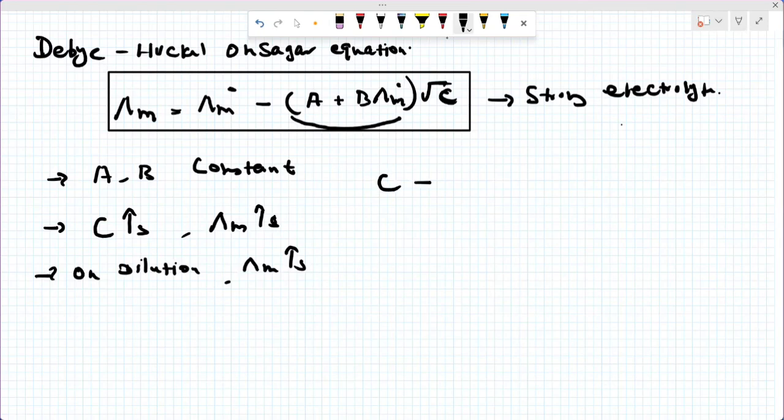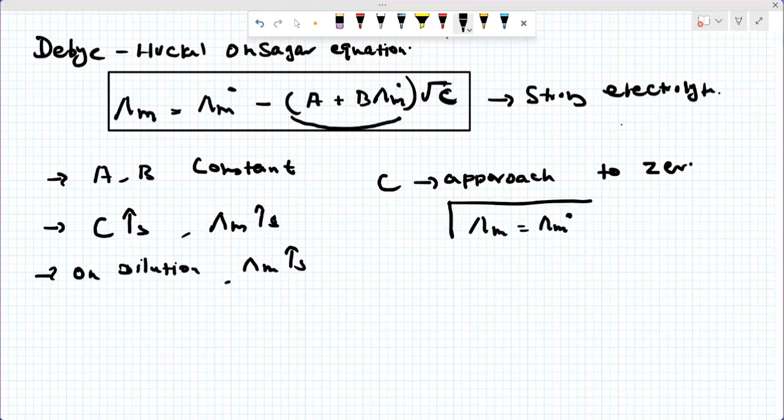When C approaches zero, it means the concentration is negligible, that means a dilution. When C approaches zero, this term becomes zero, so in that case the molar conductance is equal to lambda naught, that is the infinite molar conductance. Infinite dilution means the concentration is very low; that is called infinite molar conductance. When concentration C goes to zero, the term A plus B lambda m naught becomes zero, so lambda m is equal to lambda m naught.